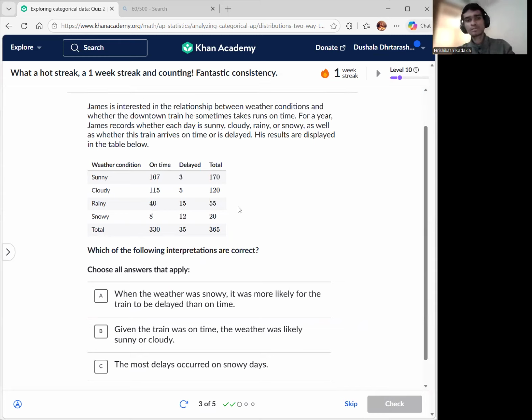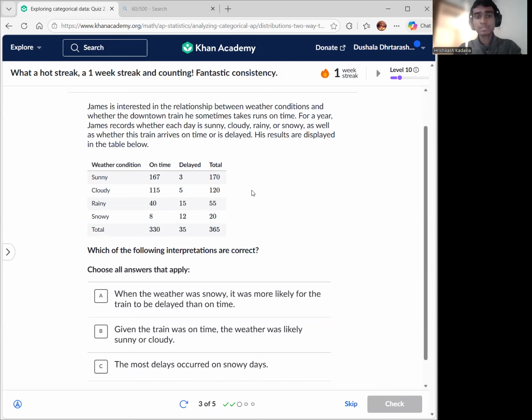Now here James is interested in the relationship between weather conditions and whether the train runs on time. So this one is basically asking whether the train runs on time or not. We want to see the relationship between them. Basically, if you see here, the results are displayed in the table below. Which of the following predictions will be correct?